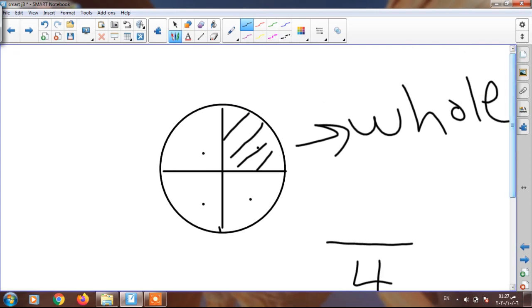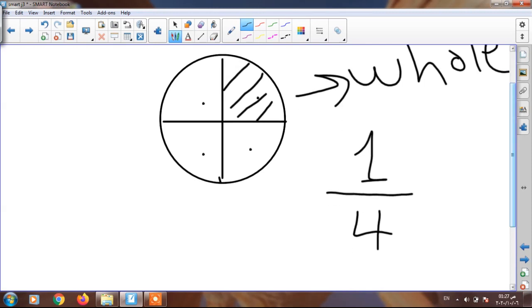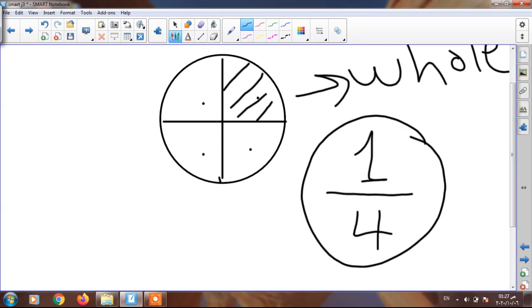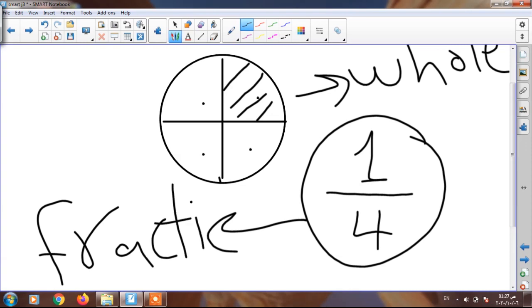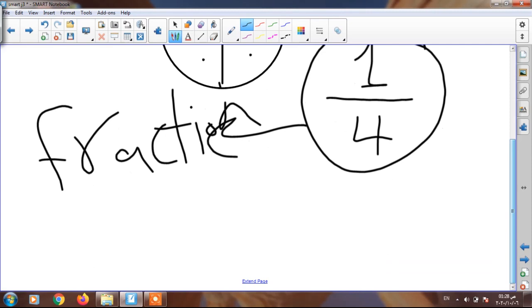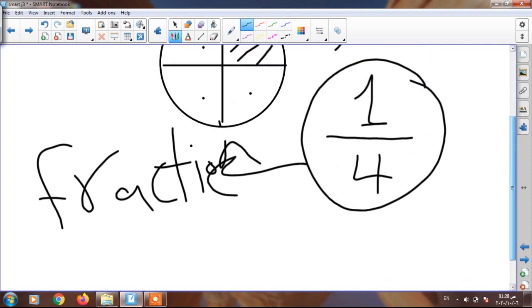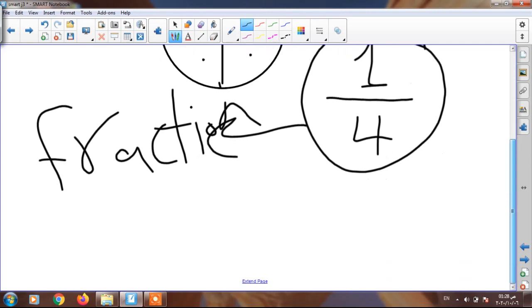And now I have how many colored parts? Yes, 1. So I will write 1 up the fraction line. So this is called a fraction. This is called what? Fraction. Okay, and now if I want to read this fraction, I can read it as 1/4 or quarter or fourth.